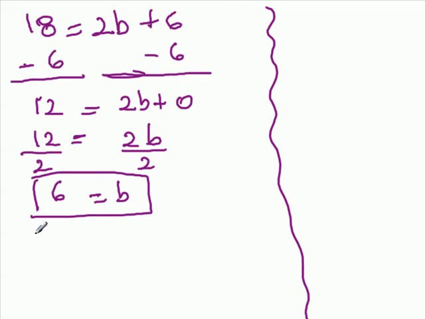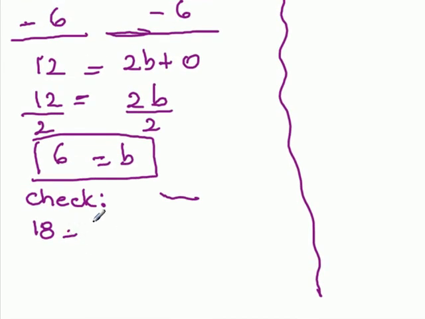Now, to check the solution, we are going to plug in and substitute the 6 into the b. So we have 18 equals 2 times, now b, we're going to substitute that with the number 6. Add 6, and let's see if this statement is correct. So we don't know yet whether it's correct or not.